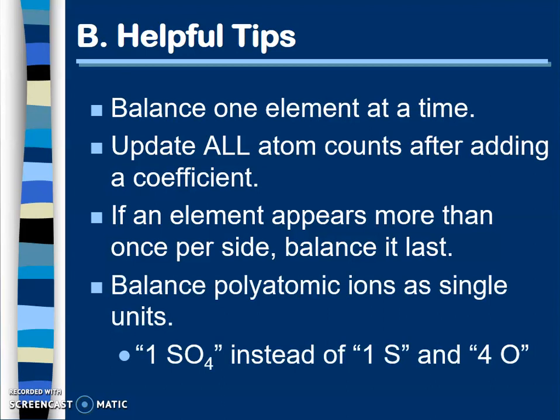And then finally, this one is really helpful. If you have a polyatomic ion, balance it as a single unit. So for example, you would say, I have one SO4, instead of saying, well, I have one S and four O's. So if you have SO4 on both sides of the equation, just balance it as a whole unit. You have one SO4. That makes it a lot easier than when you have to split it up. Those are just some helpful hints and tips, some things that I have found make this easier.